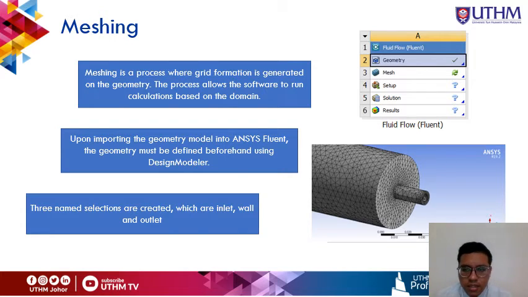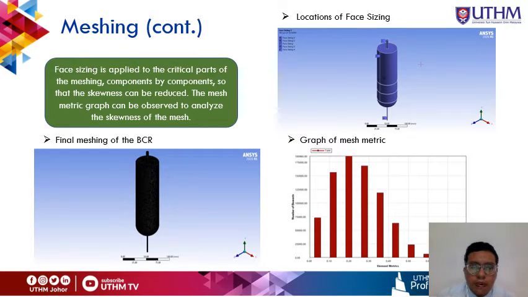And as we can see on the top right side, it shows the meshing, the fluid flow window, the Fluent window to be exact. And upon importing the geometry, we can proceed to the meshing. And in the meshing window, we can create name selections, and in our case, inlet, wall, and outlet.